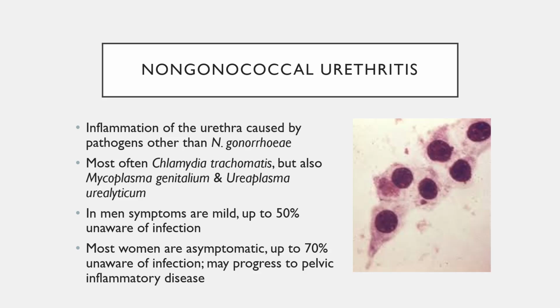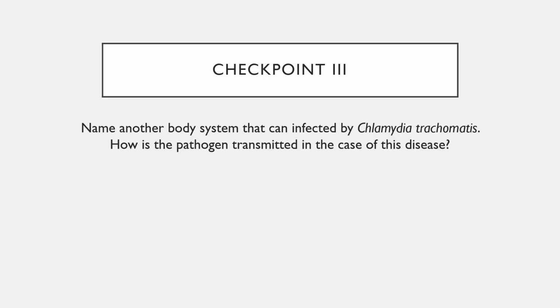So before we talk about pelvic inflammatory disease though, I have one more checkpoint for you because, as I said, we've seen this Chlamydia trachomatis pathogen before in our discussion of other body systems. So tell me, what's one other body system that can be infected by the same organism? And how is the pathogen transmitted in the case of that disease?